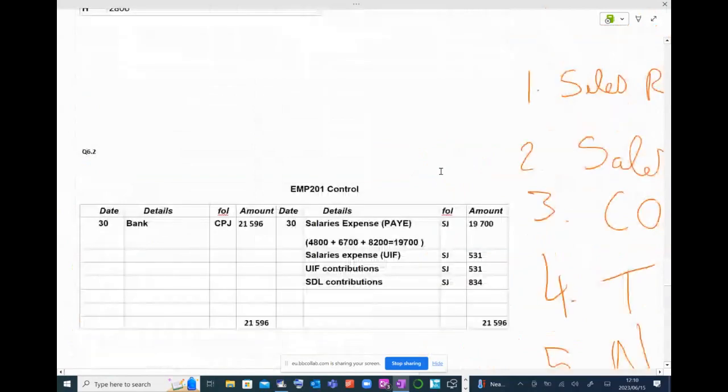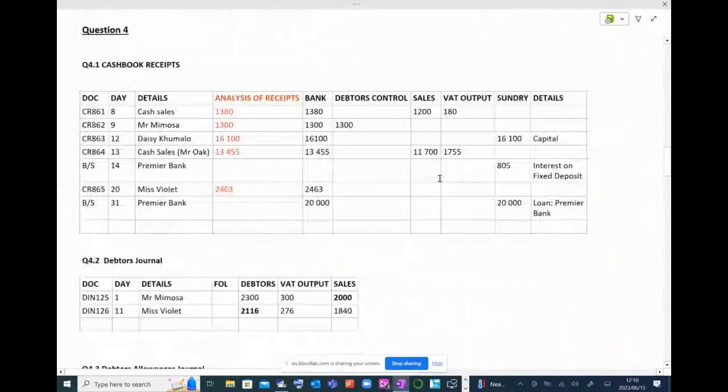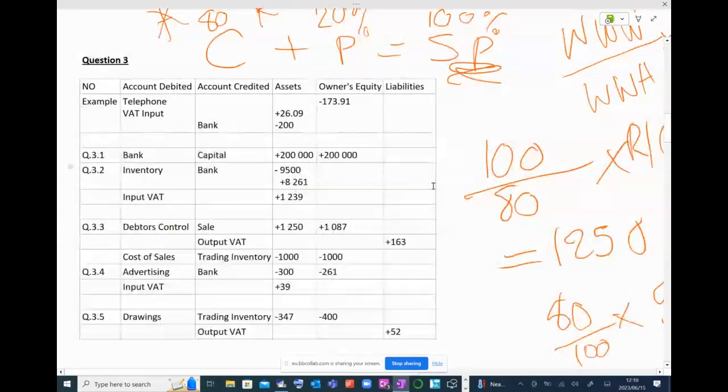Okay, you want me to go back to where? Question 4. Okay. Accounting equation.